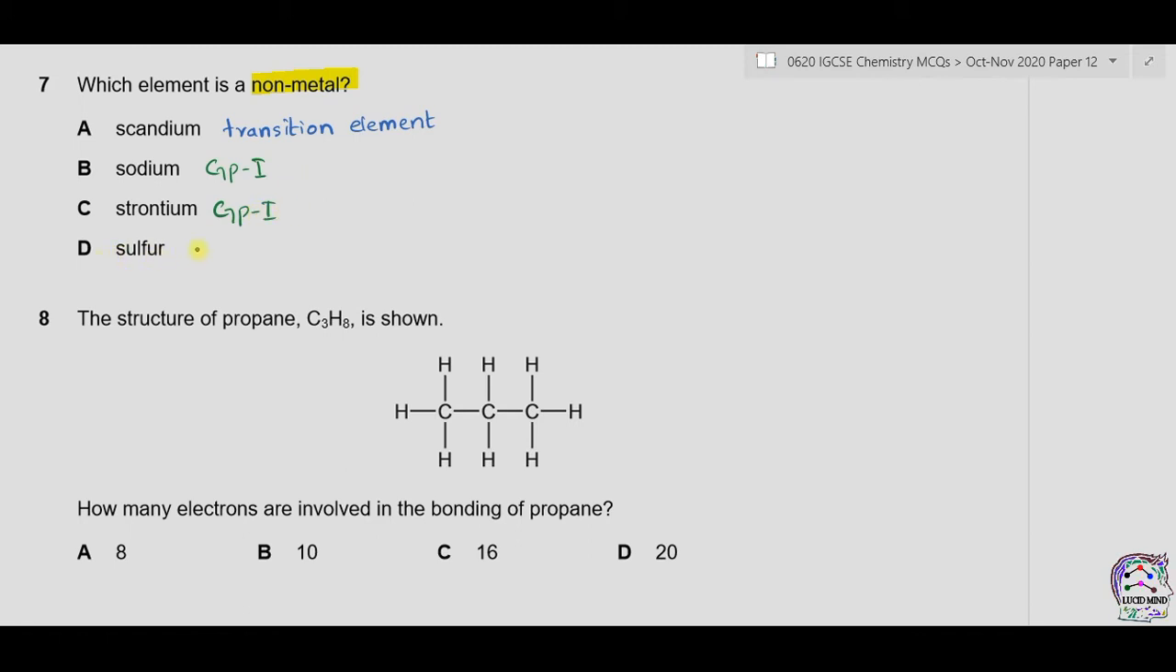Strontium is also a group 1 member and it is also a metal. D. Sulfur. Sulfur belongs to group 6 of the periodic table. The members of group 6 are always non-metals. Correct answer is therefore D.